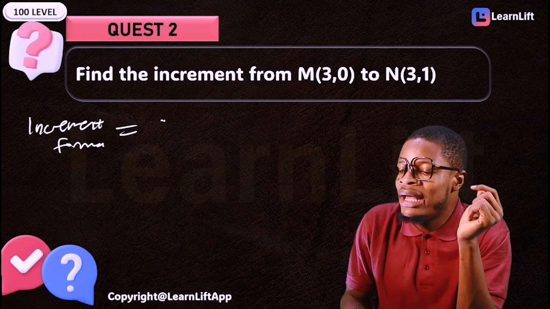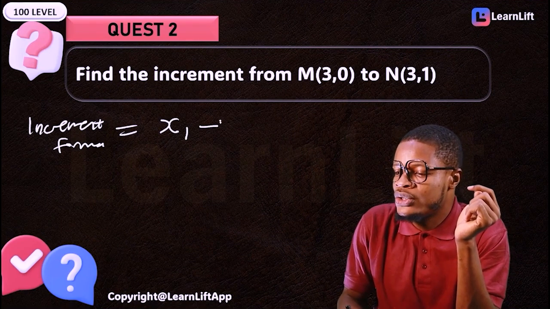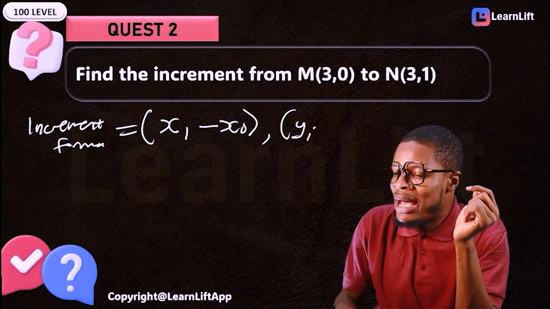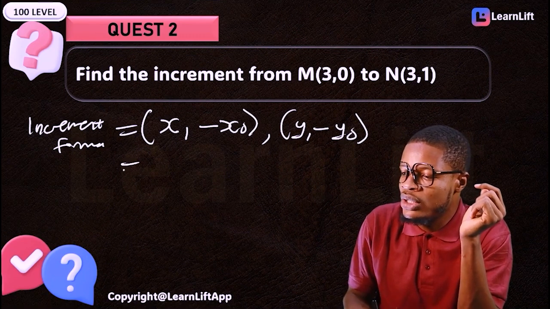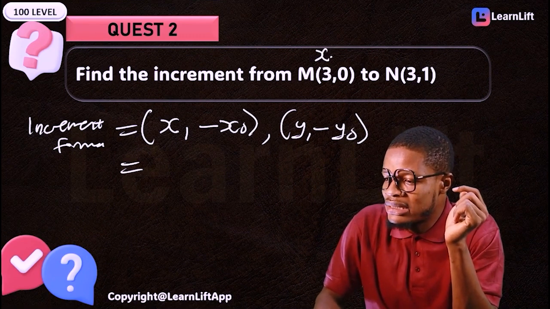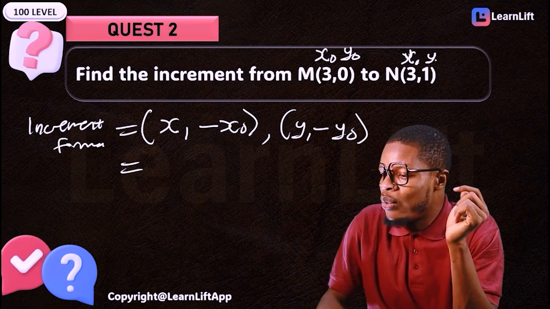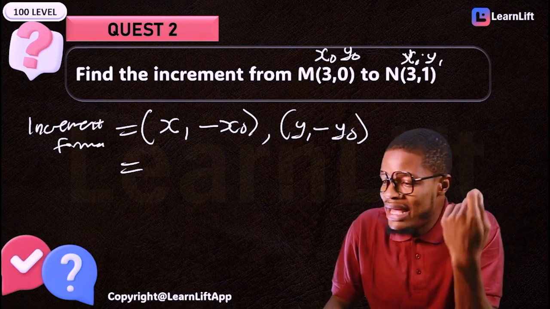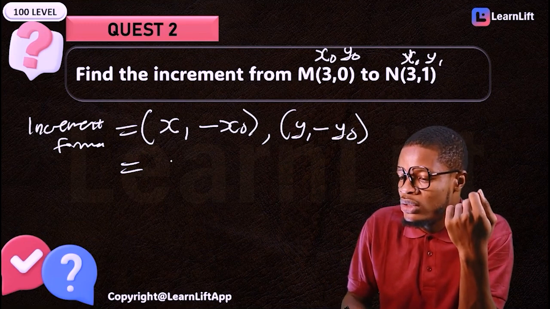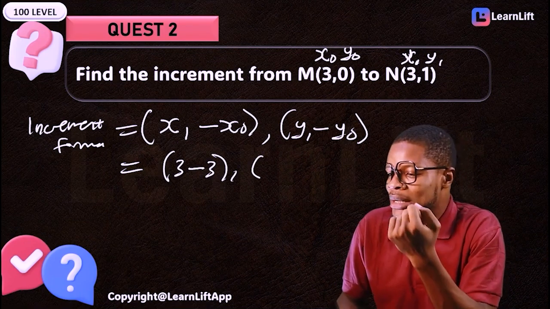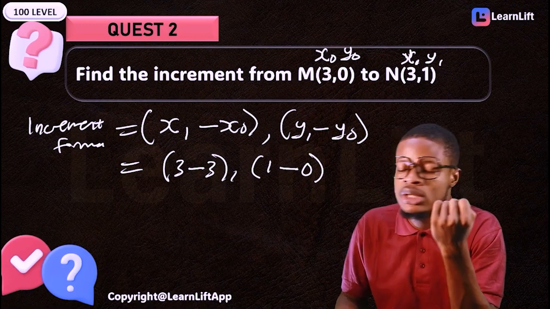It is your x1 minus your x0, comma, your y1 minus your y0. And this is going to give me, of course, x0, y0, then x1, then y1. What is it going to give us? x1 minus x0 is going to give us nothing but 3 minus 3, comma, y1 minus y0, 1 minus 0. This is all we have.